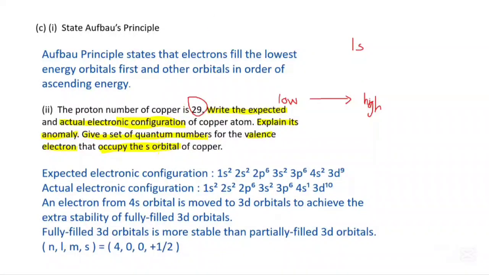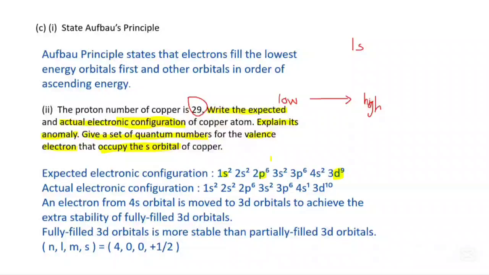For the expected electronic configuration, we have to fill the lowest energy orbital first, as I said. So the lowest energy orbital will be 1s. We will fill the electrons one by one. For s orbital, we can fit 2 electrons. For p, we can fit up to 6 electrons, and for d, we can fill up to 10 electrons. So we write it one by one. The electronic configuration will be 1s2, 2s2, 2p6, 3s2, 3p6, 4s2, and 3d9.